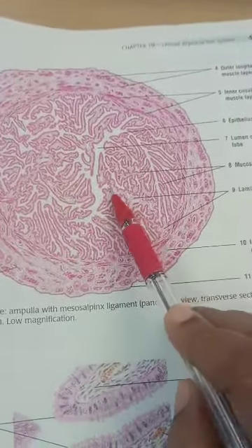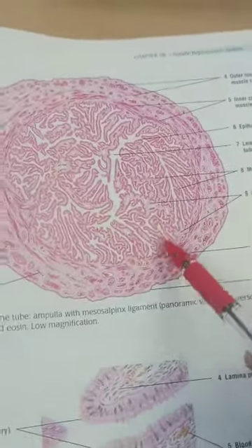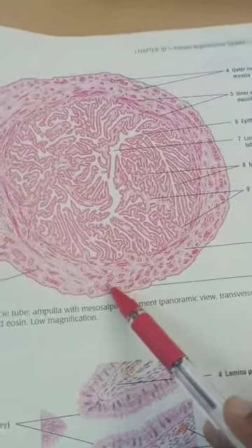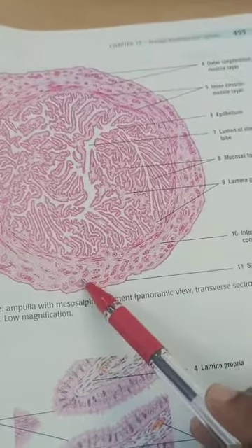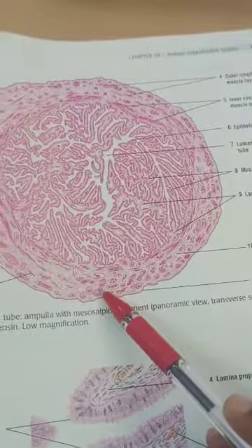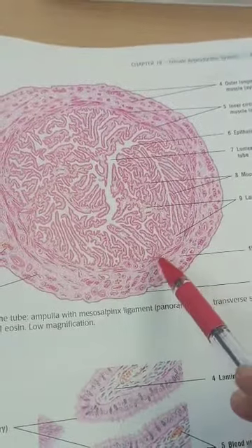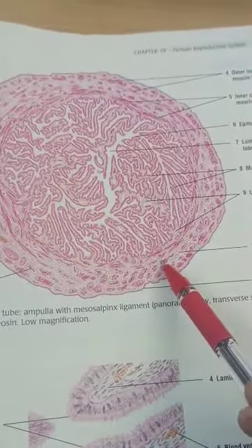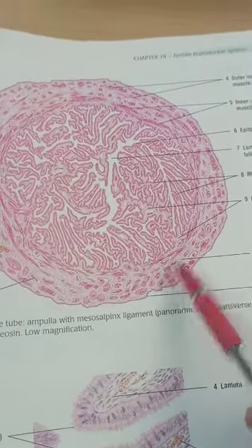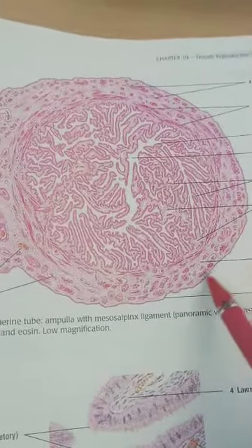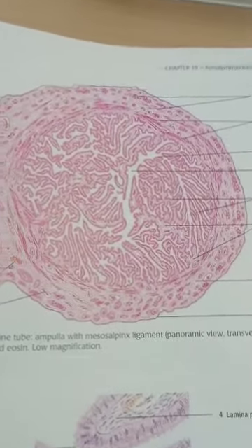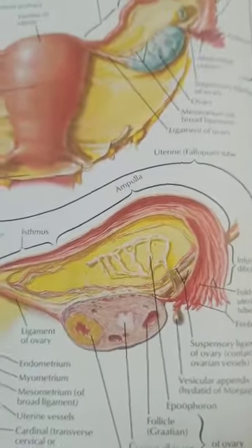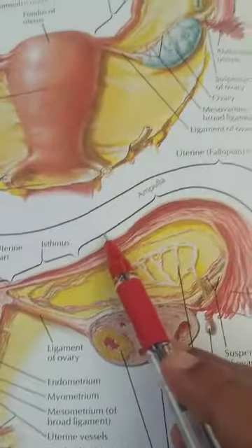And there is lamina propria. Outer to the lamina propria comes the muscular layer. The muscular layer comprises an inner circular and an outer longitudinal layer of muscles. Then the outermost layer is covered with the serosa. That is the histology of the uterine tube.